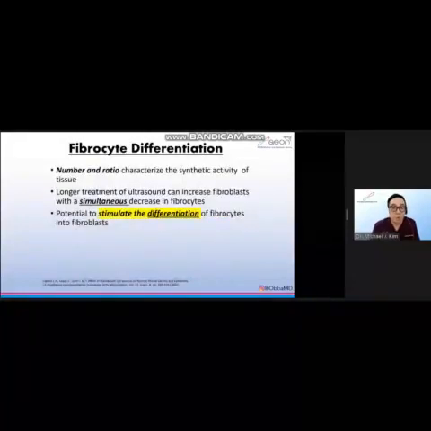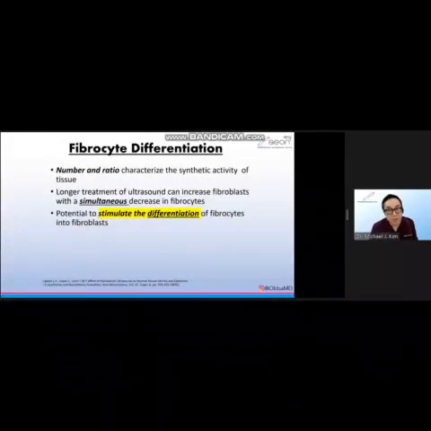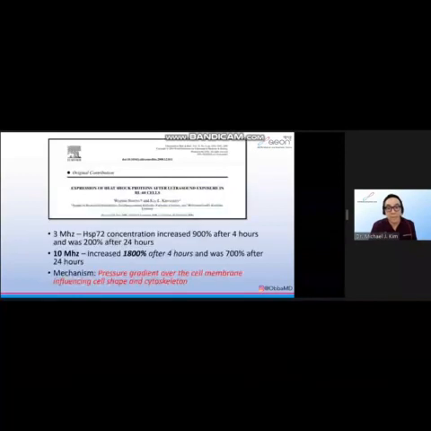Longer treatment of ultrasound can stimulate the differentiation of fibrocytes into fibroblasts. This is a study done showing the effects of LDM ultrasound on HSP, or heat shock protein, expression, and it shows significant increase after exposure to ultrasound energy and postulated the mechanism to be the pressure gradient. Again, this is a physical, not a biochemical etiology over the cell membrane, influencing the cell shape and cytoskeleton.